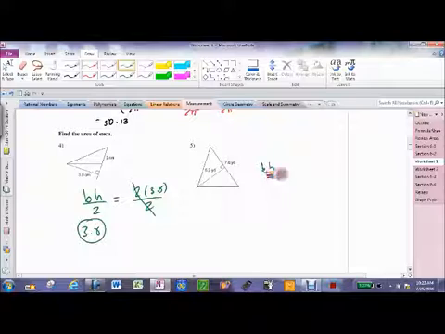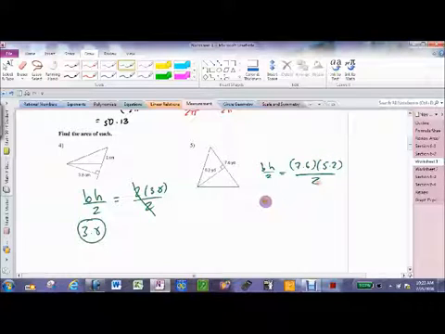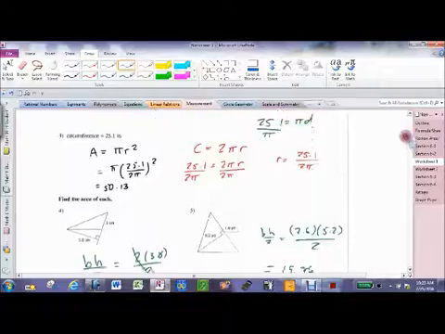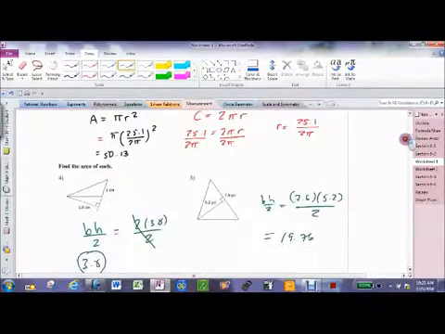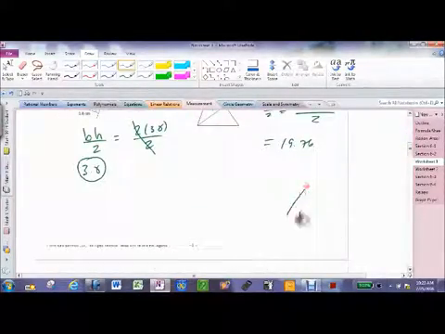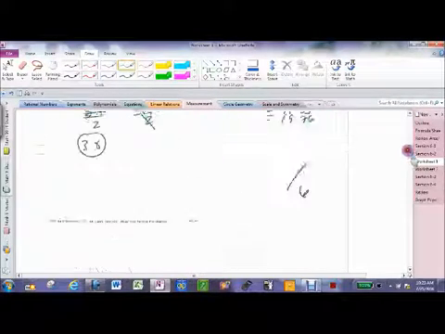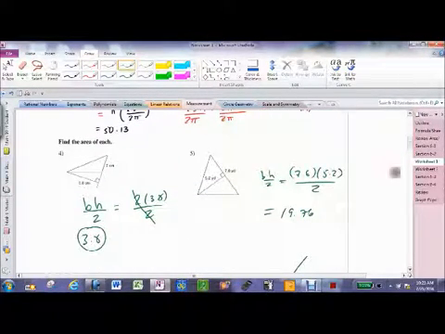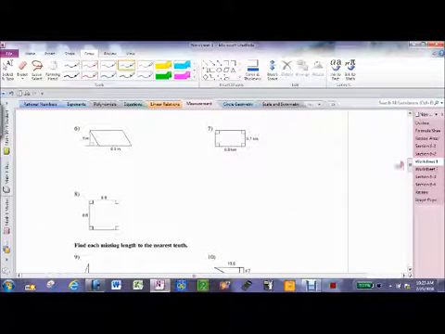What about here? Base times height divided by 2. What's the base? 7.6. What's the height? 5.2. Then you divide the whole thing by 2. What is the answer? 19.76. Yay, everybody's brilliant. Give yourself a mark on that page out of 1, 2, 3, 4, and 6. No, that middle one was out of 2 marks. You had to do something special.